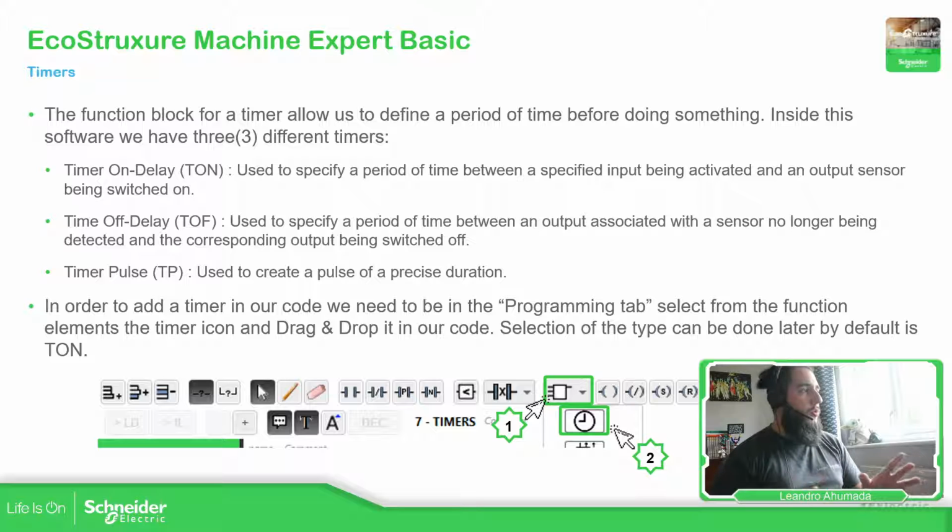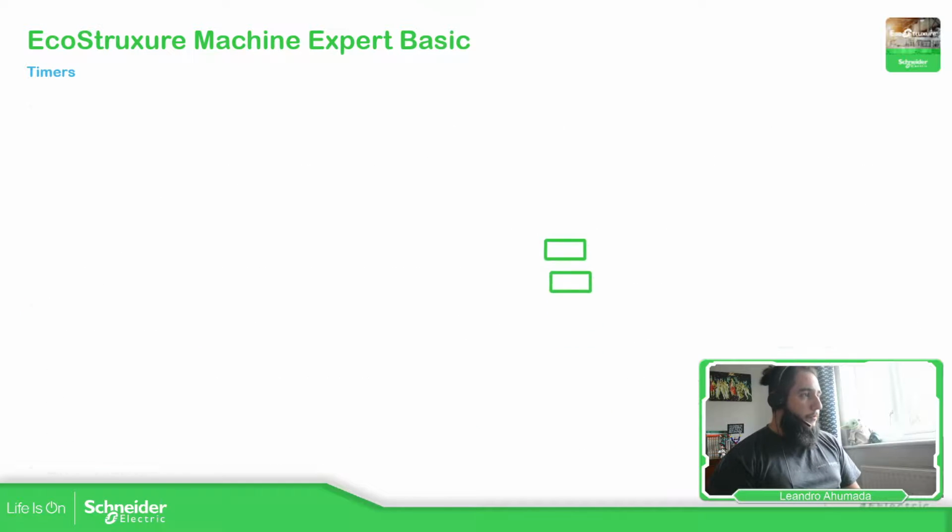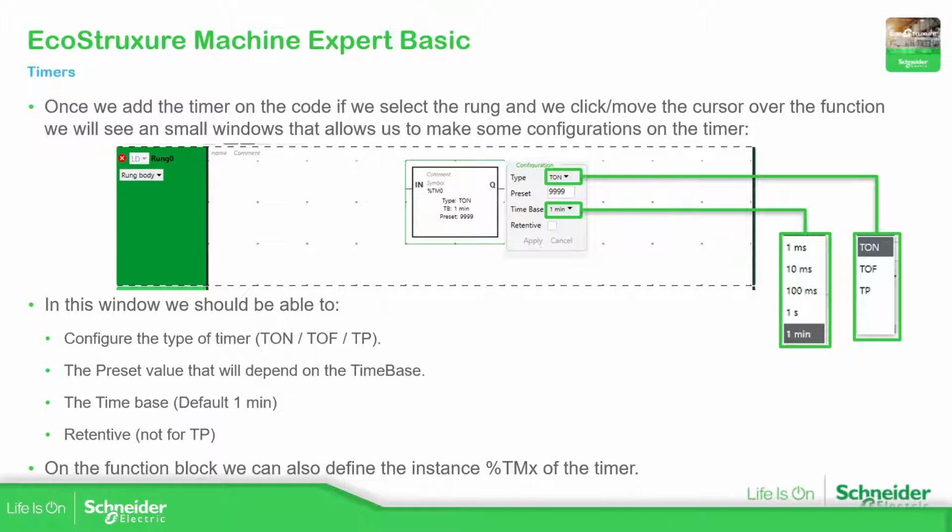In this part of the presentation, we're going to see the difference between the T on, T off, and TP, but in all of them, we need to define a period of time, and after that period of time, the output basically will be activated, but based on the timer, we have different behaviors. So let's continue with this.